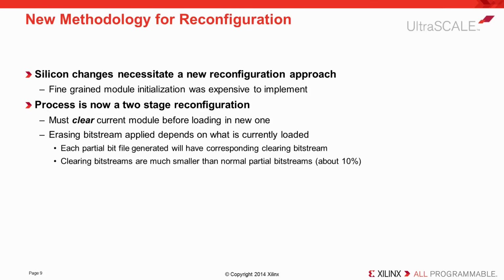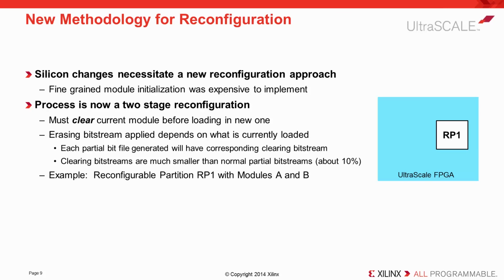All these new capabilities in UltraScale FPGAs have necessitated the introduction of a new 2-stage reconfiguration process. Prior to loading a new partial bitstream, the existing reconfigurable module must be cleared from the active design. This process opens a mask for GSR to hit the proper target region. In this example, with a single reconfigurable partition RP1, the process looks like this.